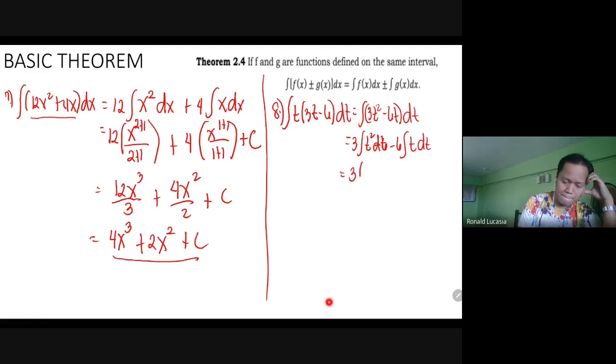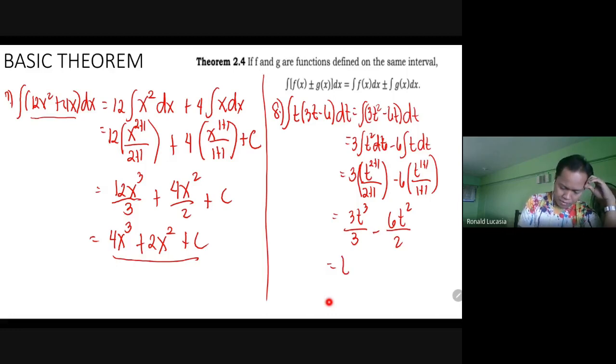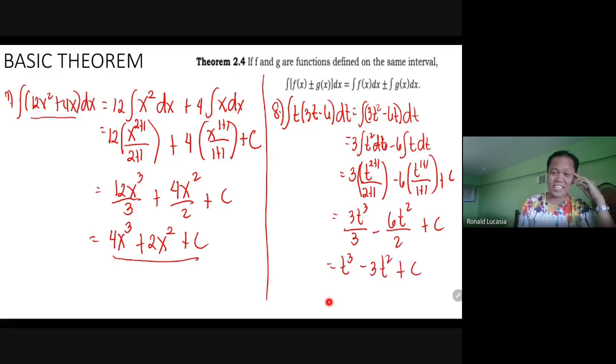So this will be 3 times t to the 2 plus 1 over 2 plus 1 minus 6 times t to the 1 plus 1 over 1 plus 1. So this will be 3t cubed over 3 minus 6t squared over 2, which will give you t cubed. Lagi ko nakakalimutan yung c. Tingnan mo, ako yung sabi na makakalimutan. Minus 3t squared plus c. When you are going to get the derivative of this, ito yun siya. Okay?